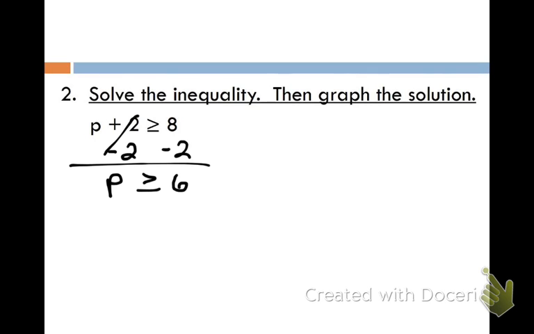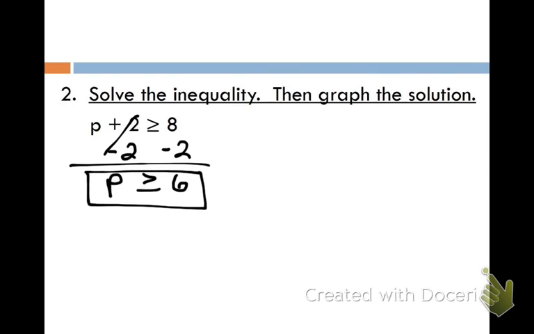Okay, now if you remember, we learned a rule. It said there was one time specifically that we would have to flip the symbol. Do you guys remember when we need to flip it? If you multiply or divide by a negative. Did I multiply or divide by a negative here? I did not. So what is my answer, guys? P is greater than or equal to 6. I want everyone to read it to me. P is greater than or equal to 6.